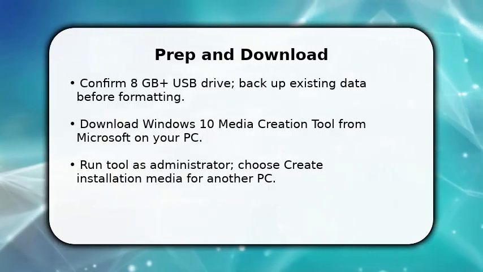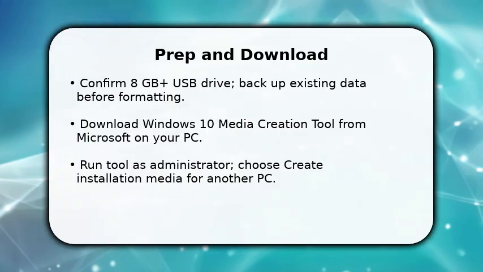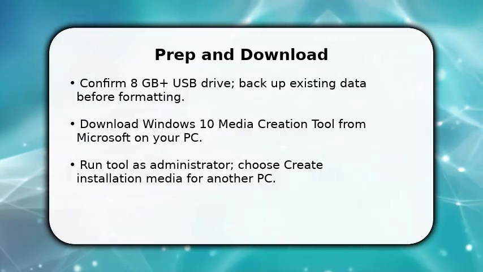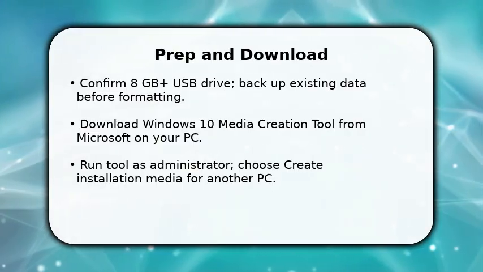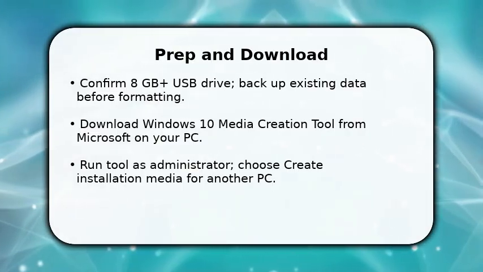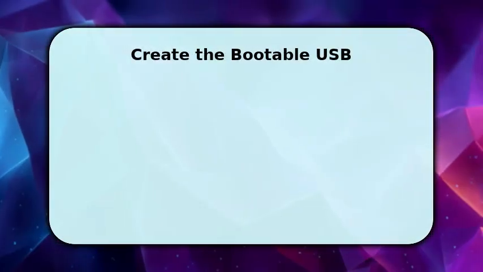When prompted, choose Create Installation Media for another PC and pick Language, Edition, and Architecture. Once done, the tool will next ask whether to use a USB flash drive or ISO. Choose USB to continue directly. You now create the actual bootable USB.